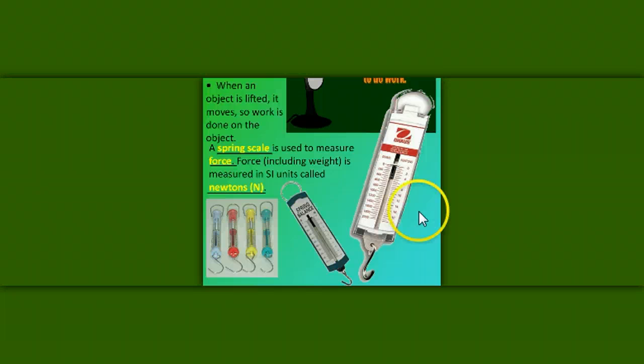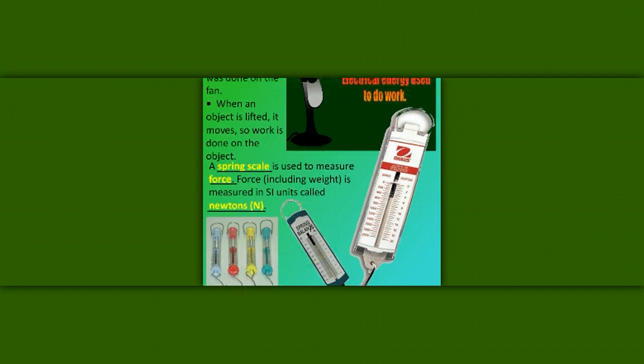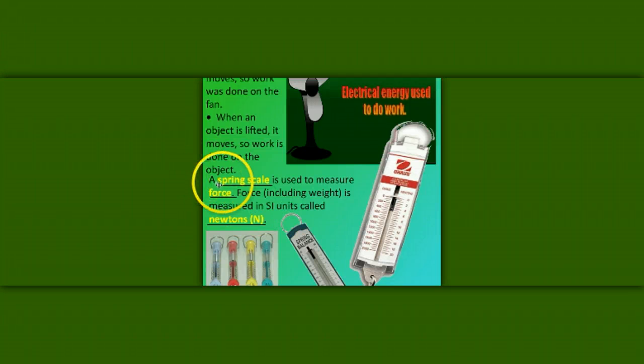And of course, these are all examples of spring scales. Ours looks more like this, but it's made by the Ohaus company. So you need to make sure that you know a spring scale is used to measure force. Force, including weight, is measured in the SI unit called newtons.